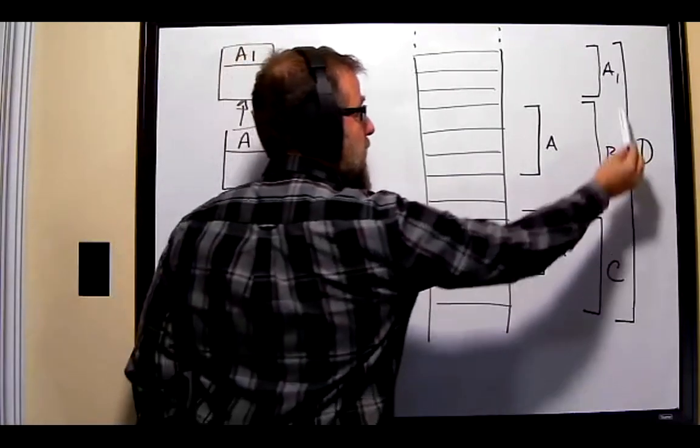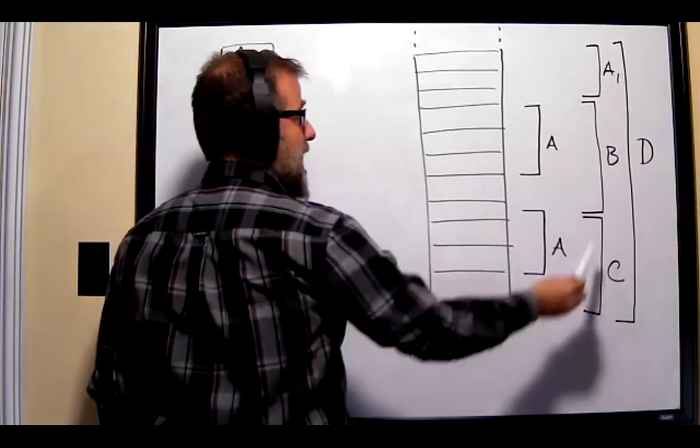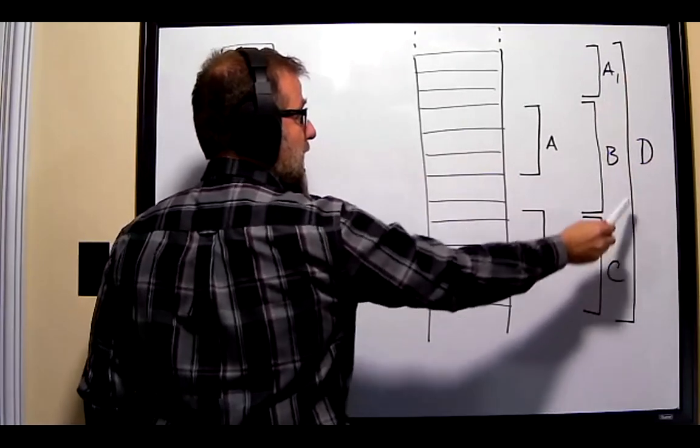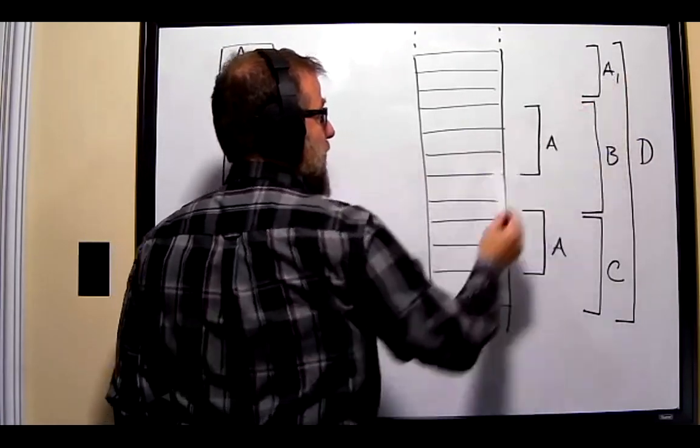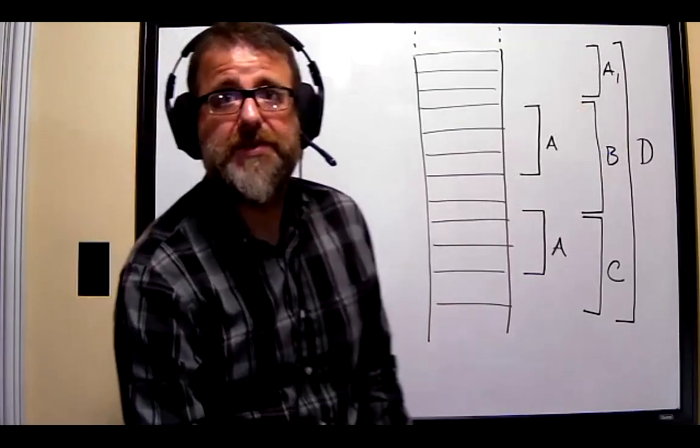So that's why when you create an object of type D, it has a B part, a C part, and a common A1 part. Okay, so that's how this is happening.